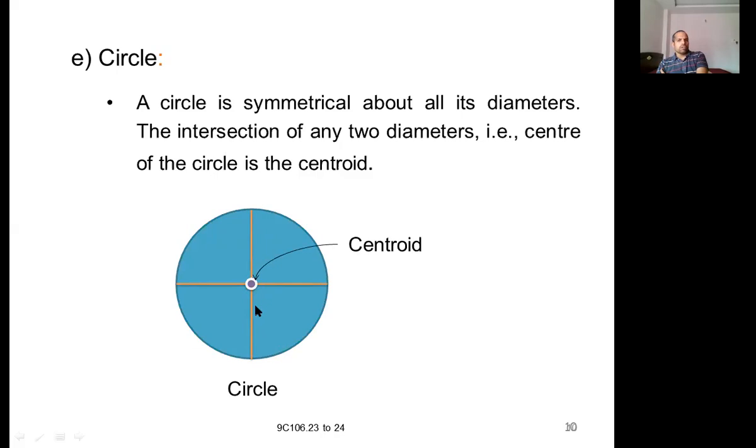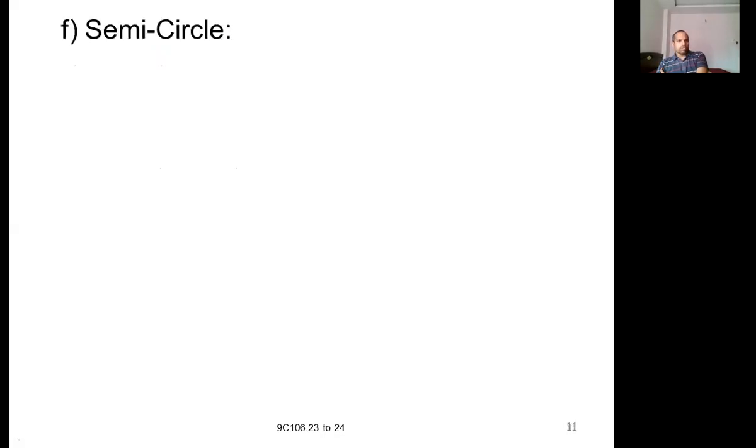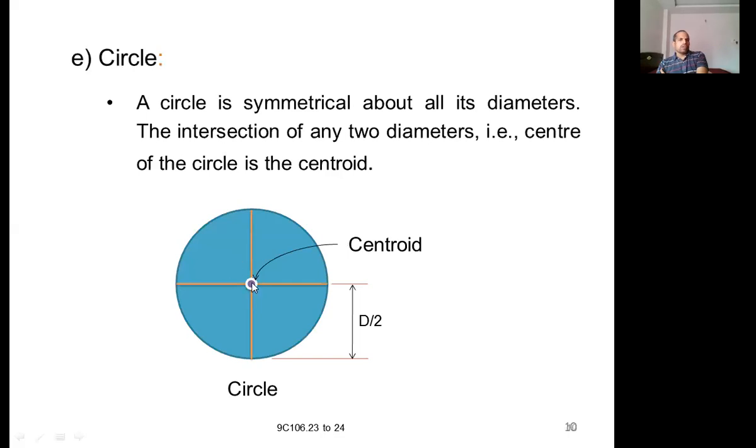So this is the centroid, and it is the center point. If you take the radius r, it is at a distance of r; if you consider the diameter, it is d by 2. That is where the centroid of the circle lies. The centroid of a circle is its center point. The center of the circle is the centroid of the circle. Both are one and the same point.